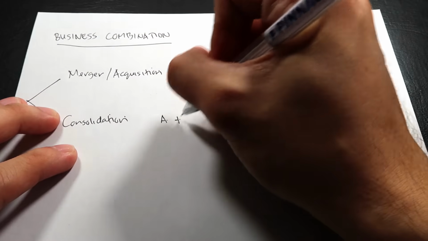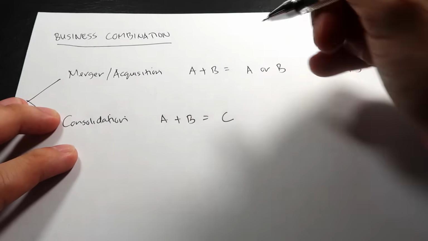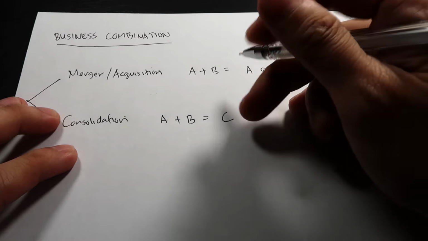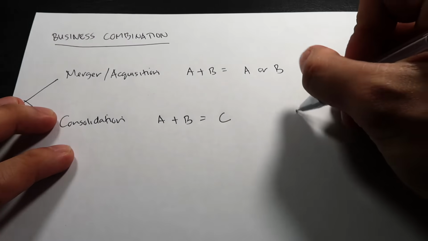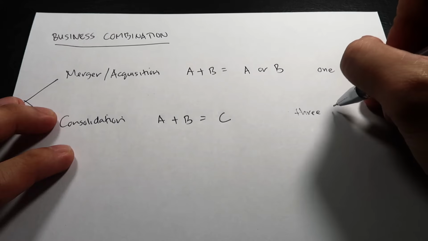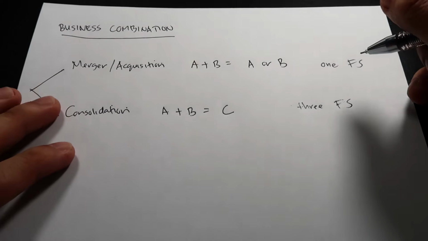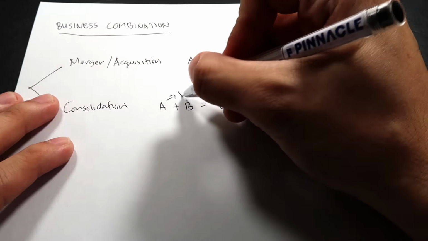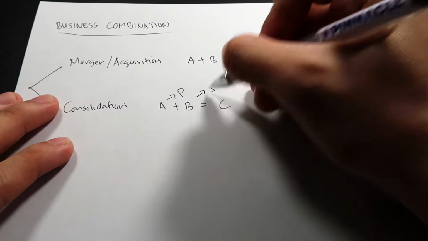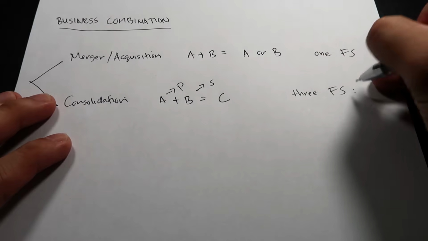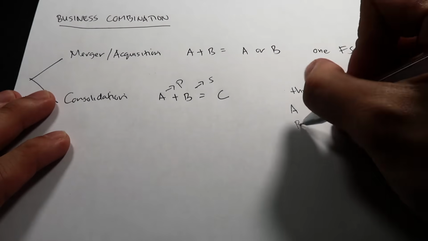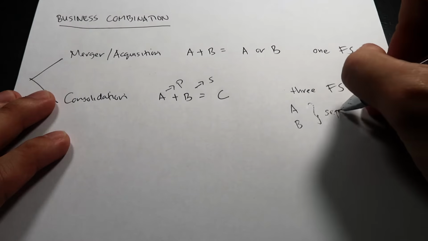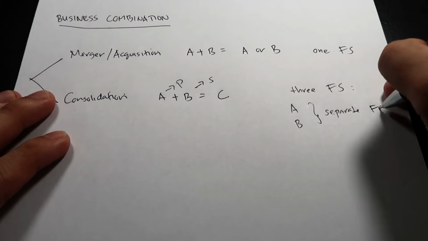On the other hand, for consolidation, it's A plus B is equal to C. This means there will be a new company, which is company C. And in a consolidation, you have three sets of financial statements. A, we can call the parent, and B, the subsidiary. What are those three sets of FS? Well, the FS of A and the FS of B. We call these the separate financial statements.